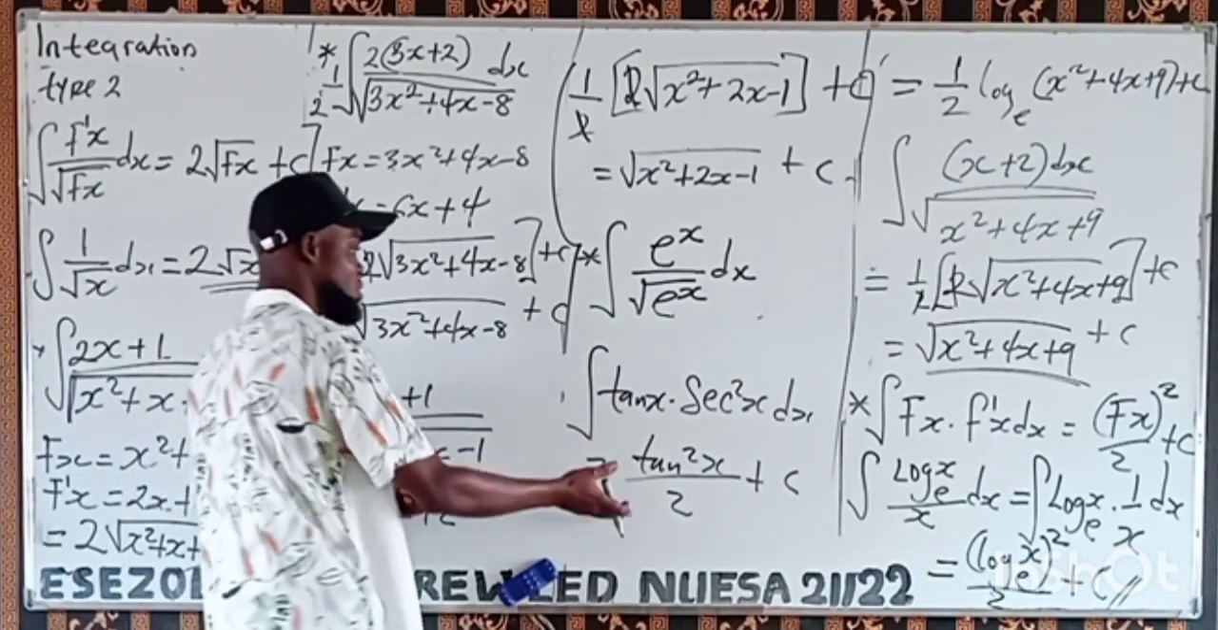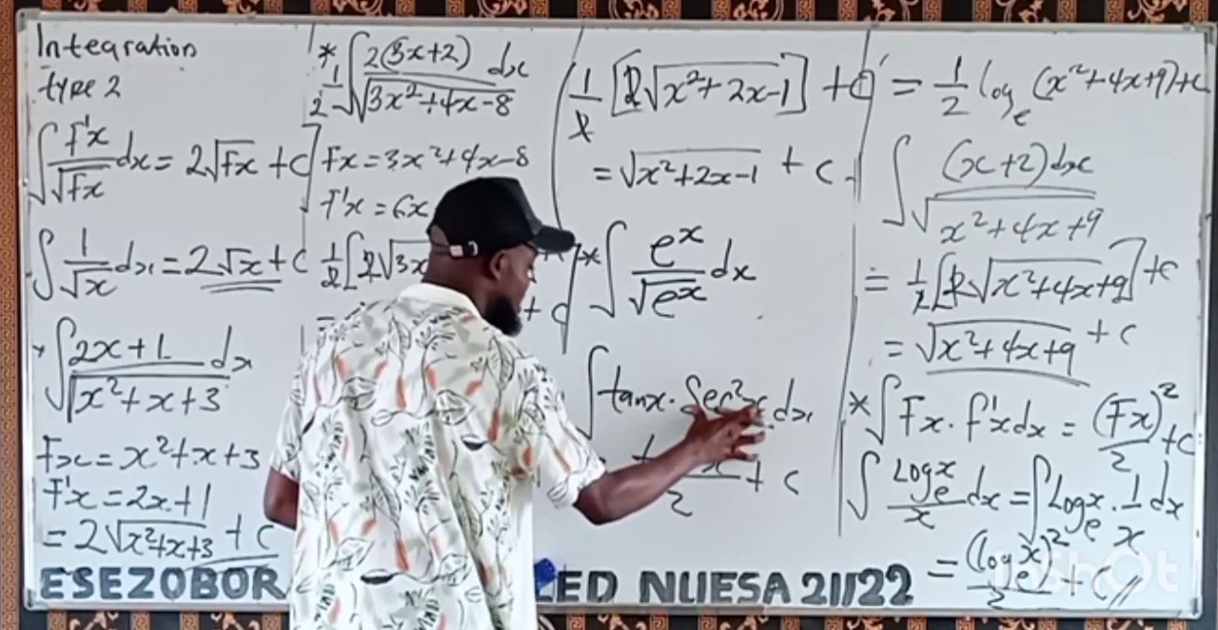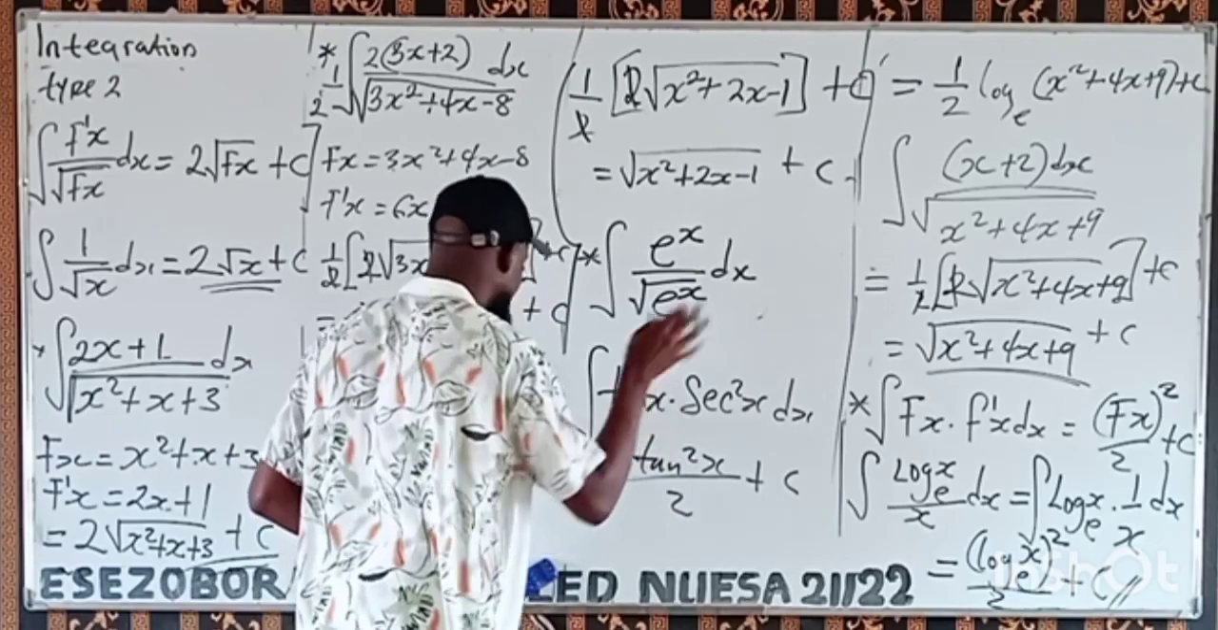The physics of this rule is still very important. If I mention the answer, it is either this, x squared over 2 plus c.